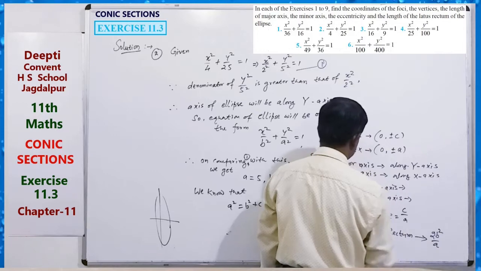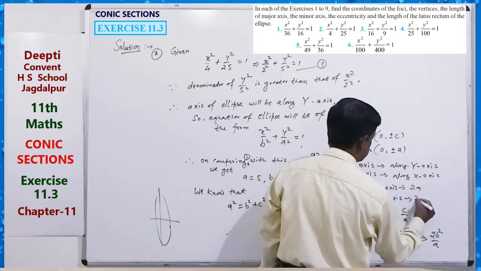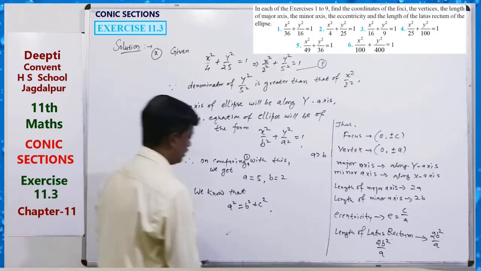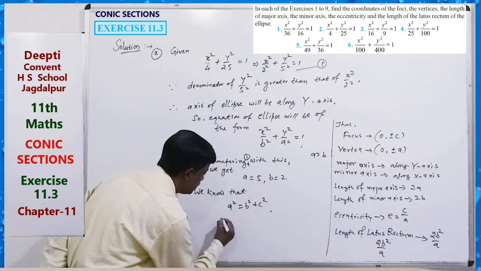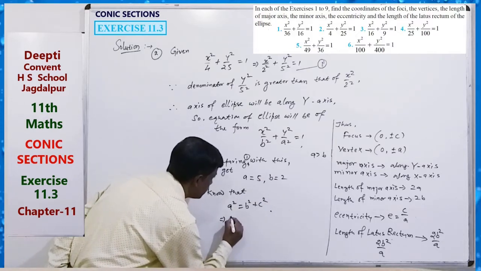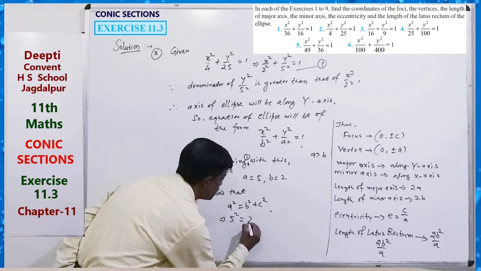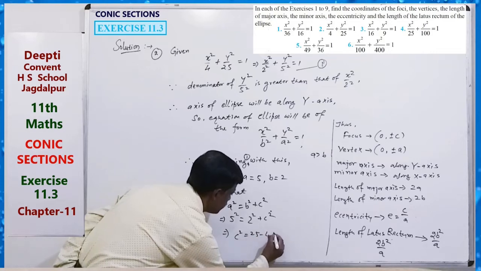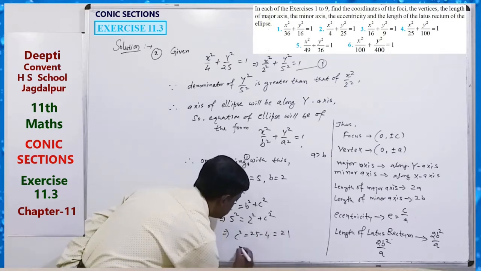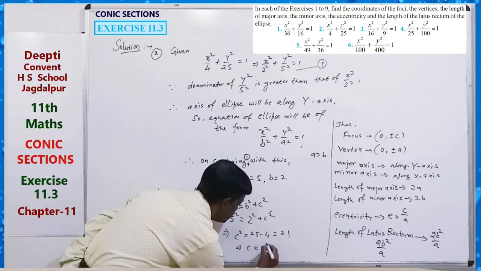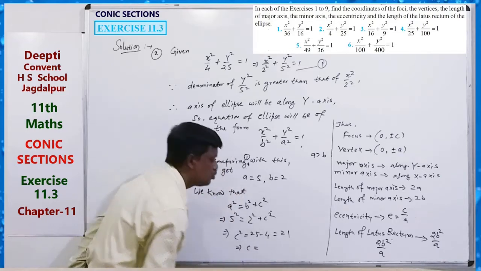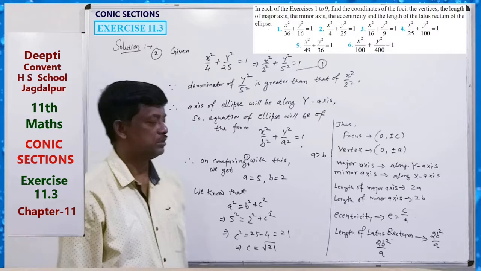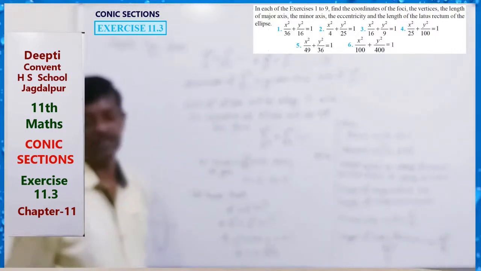Minor axis along x-axis. And length of major axis 2a, minor axis 2b, c by a and so on. Then you can find all the values. Here this a, b is this. So find the value of c. a square means 5 square equals to b square means 2 square plus c square. So c square equals to 25 minus 4 equals to 21. So c equals to root 21. Clear?